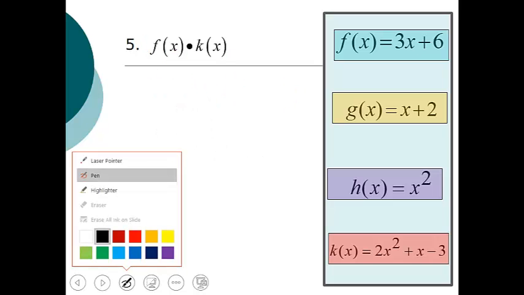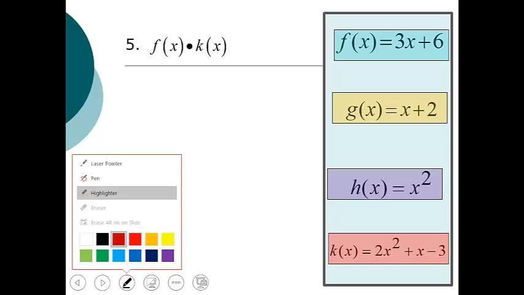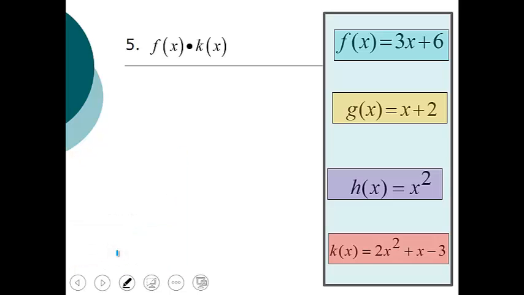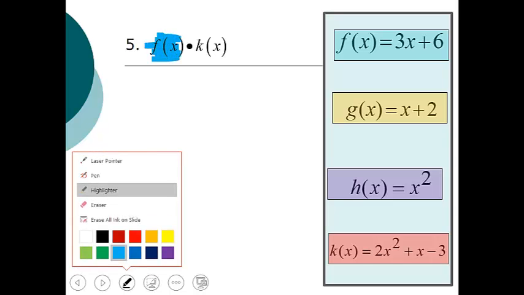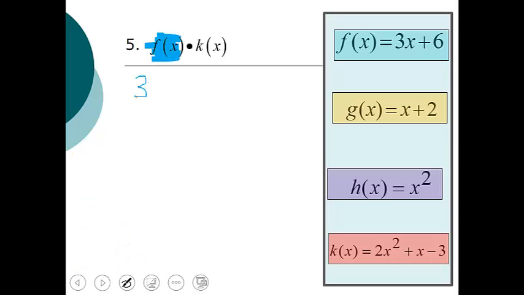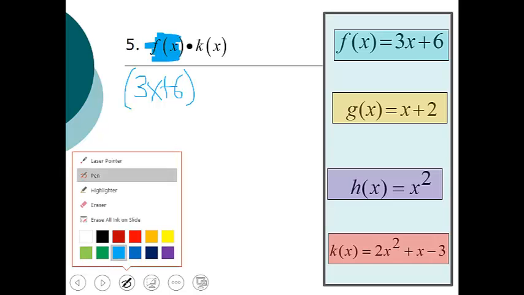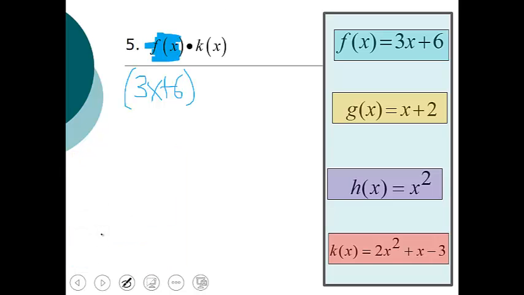All right, so this one, gotta love this one, and you'll see why in a few seconds. F of x, that's my blue one. So I've got my blue, that's going to be equivalent to my 3x plus 6. I'm putting parentheses around this, and you'll see why in a second. It's mainly because of this guy right here.